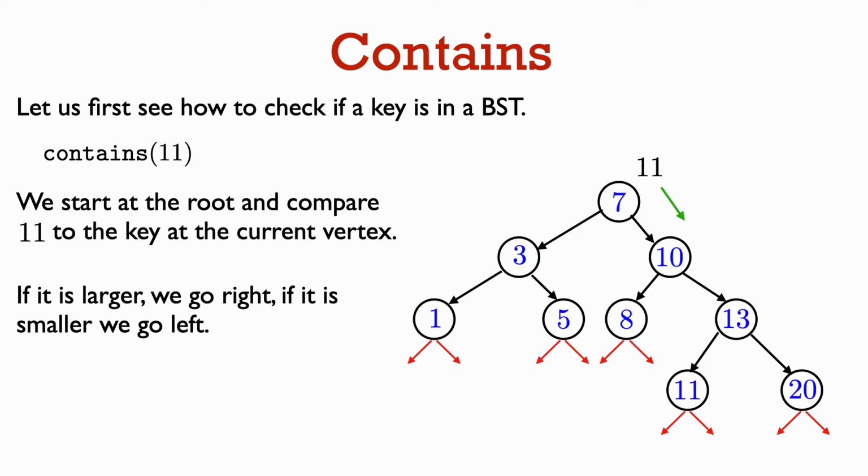This node has key 10, and again, 11 is larger, so we again move to the right child. Now we compare 11 and 13. 11 is smaller than 13, so we move to the left child of the node with key 13. And now finally, we've arrived at a node that has key 11. So we've found 11 in our binary search tree.